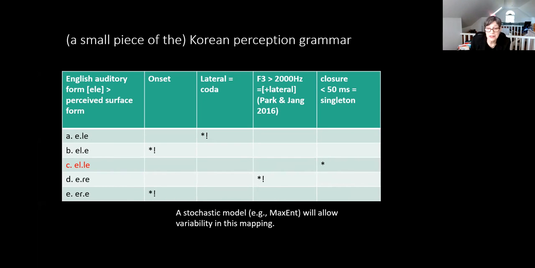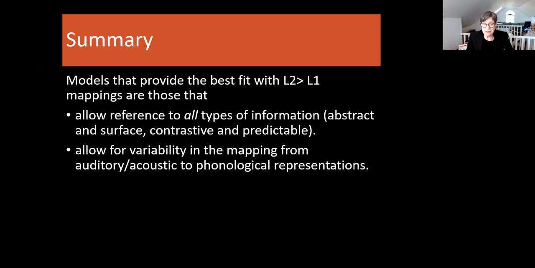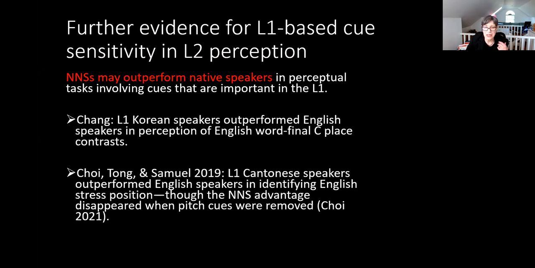And then the closure duration is going to tell them whether to interpret it as singleton or geminate, but that is going to be weighted less highly than the laterality constraint. And of course, we need to allow variability because, as Ellen established, these representations are very flexible. So the models that provide the best fit with the L2 to L1 mappings are those that allow reference to all types of information and that allow for variability in the mapping. And so we no longer need to think in terms of, is it phonetics or phonology?